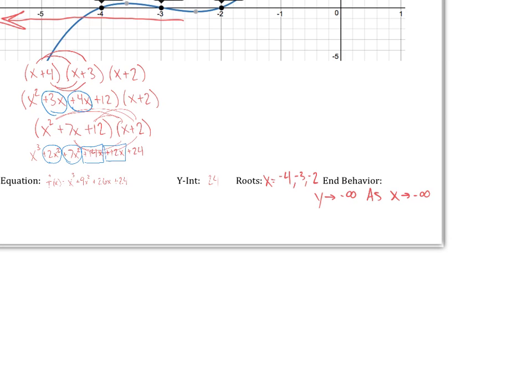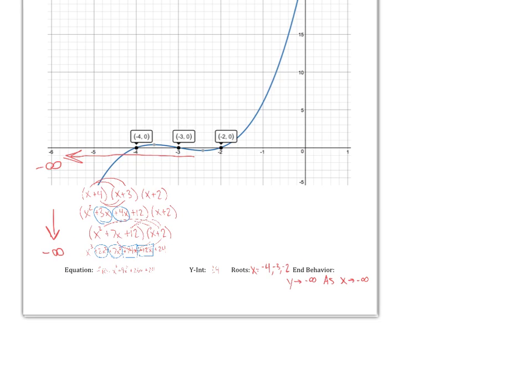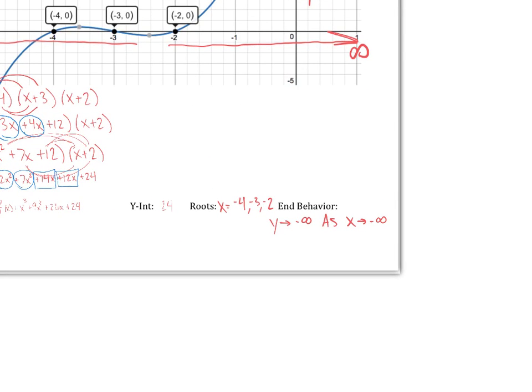That's one side. Now let's talk about the other side. As x approaches positive infinity, as we go this direction and travel along our polynomial with x increasing towards positive infinity, towards the end, now y increases, and it's never going to stop increasing. So in that direction, y is approaching positive infinity. So y approaches positive infinity as x approaches positive infinity.